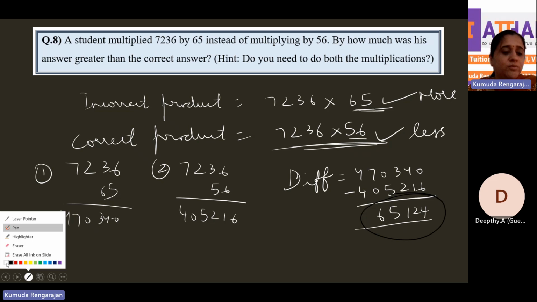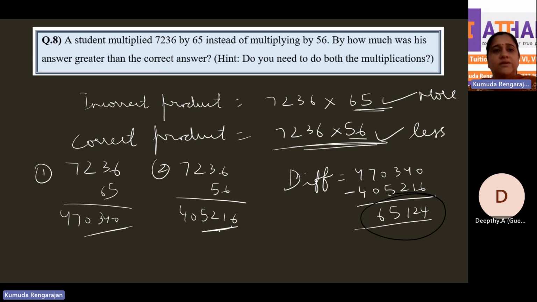You don't have to find the two products. This one and this one you don't have to find. Without finding the products, you get the difference straight away. Understood?